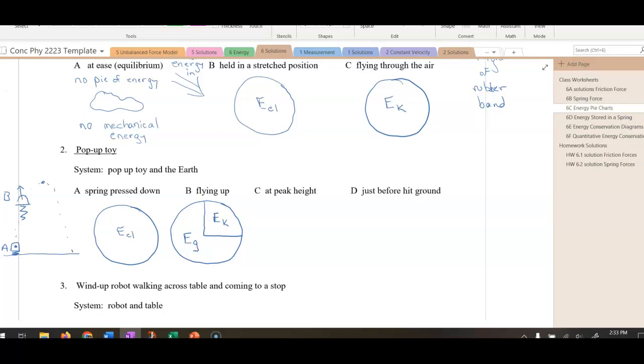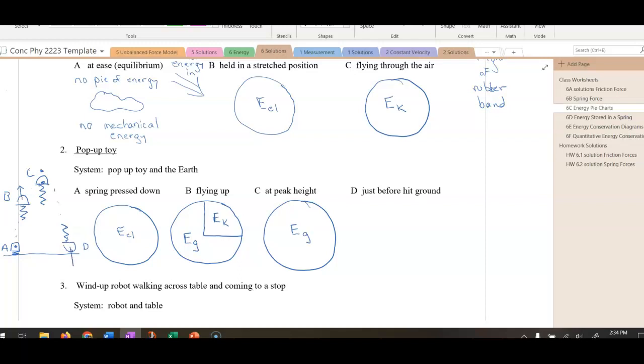Then at C, it's here at the peak, and the spring is still relaxed. It's not moving, right? Because at the peak, for an instant, the velocity is 0. And so there's no kinetic energy. Now all of the energy in this toy is stored as gravitational potential energy. And then after it passes the peak, it starts falling down. And then we're looking at it right before it hits the ground. This is D.